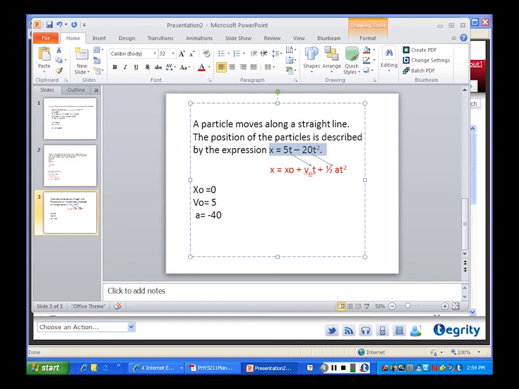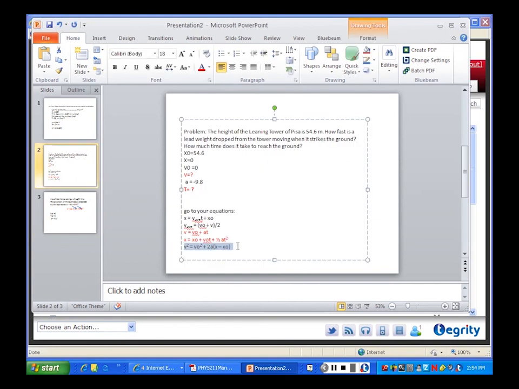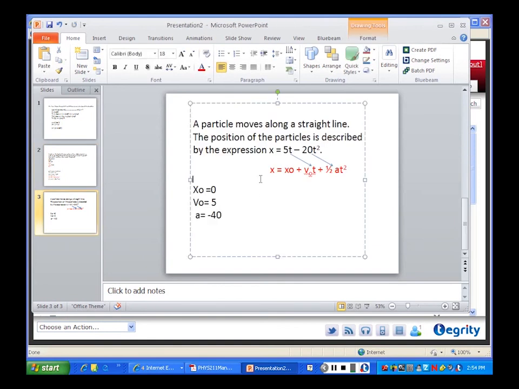And then the second part, what is the maximum distance the particle had from the starting point? Well, you know that the maximum distance will occur when the velocity is 0. So maybe here, let's grab this equation from the previous slide, bring it over here, and paste it in. Okay.